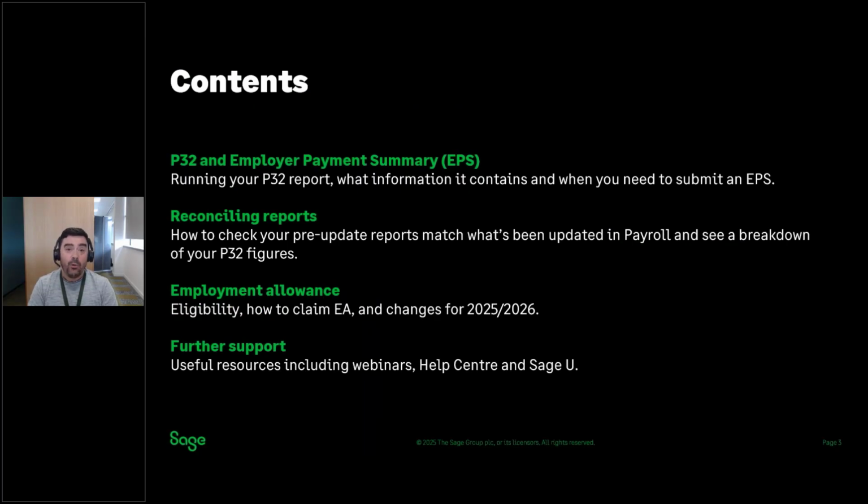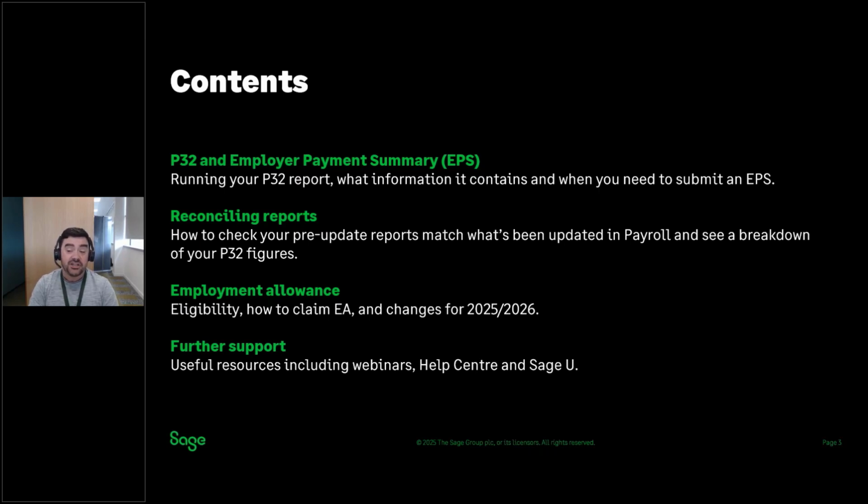Let's now take a look at what we'll cover in today's webinar. So we're going to start by working through your month-end checklist, which will involve producing the P32 report and, where required, submitting an employer payment summary, or EPS, to HMRC. So we'll have a look at what that report contains, and we'll explain when and how to send an EPS where required. We're then going to take a look at reconciling reports. So we're going to be suggesting some reports that you can compare to ensure that your payroll records are accurate and correct, and also how to see a breakdown of your P32 figures.